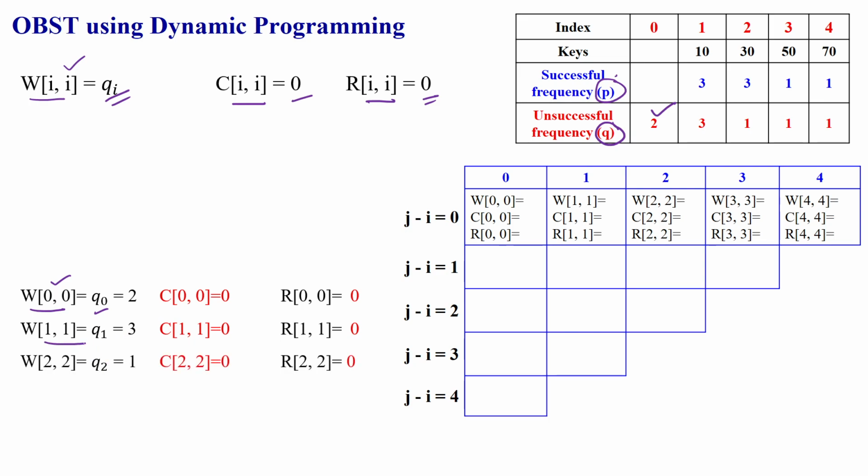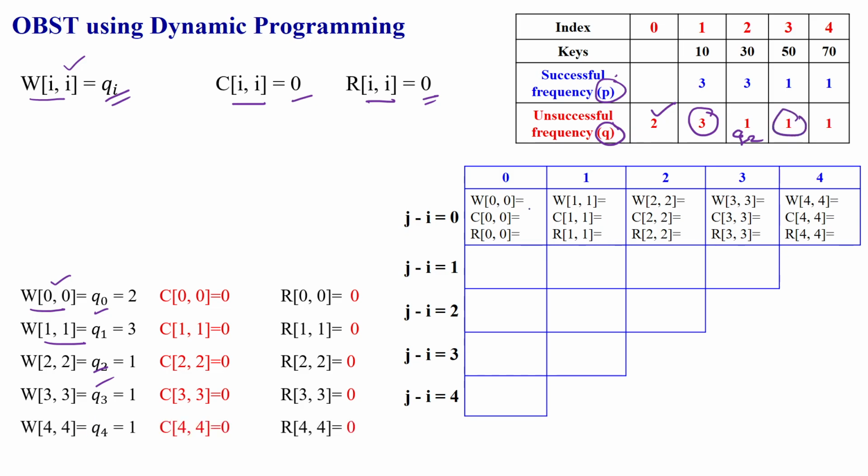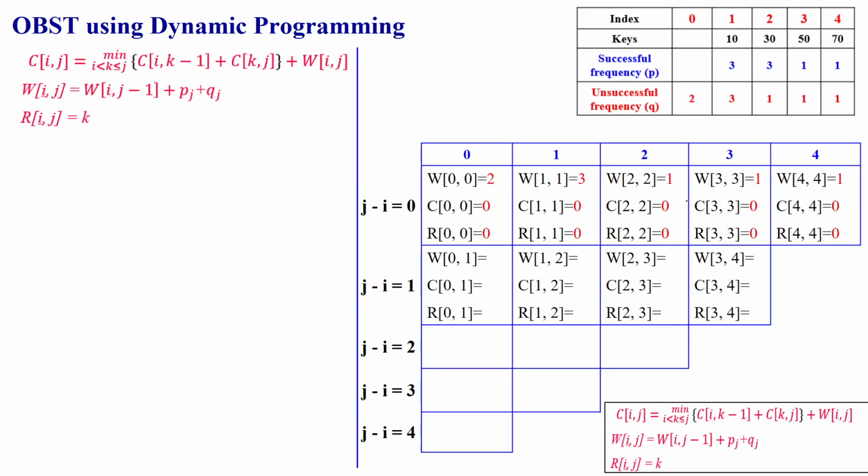Like that, w of 1 comma 1, here we are getting the value. w of 2 comma 2, this is q2, 1. w of 3 comma 3, q3, which is 1. w of 4 comma 4, q4, which is 1. Likewise for all the c of i comma i, r of i comma i is 0. Now we are filling those values here. w of 0 comma 0 is 2, then 0, 0. Like that we are filling all those values in the table for utilizing in the next step.